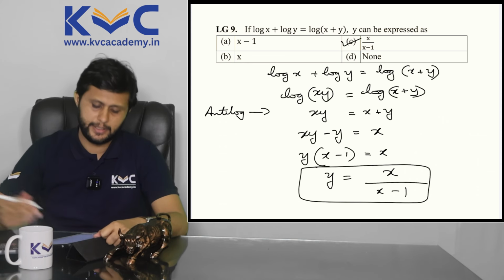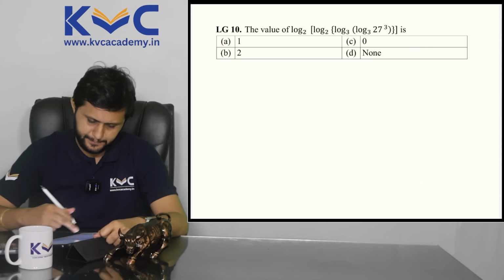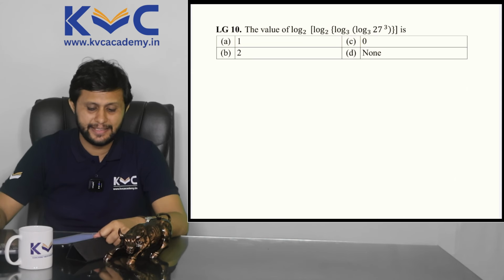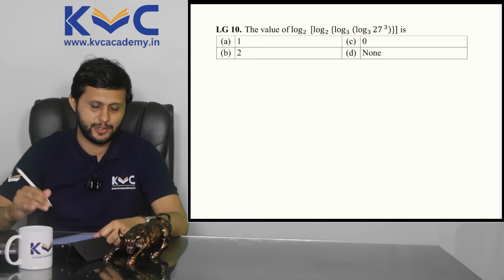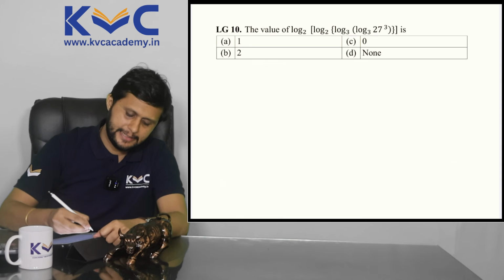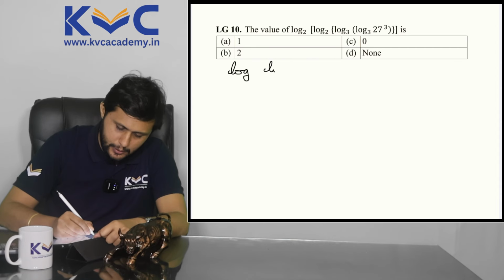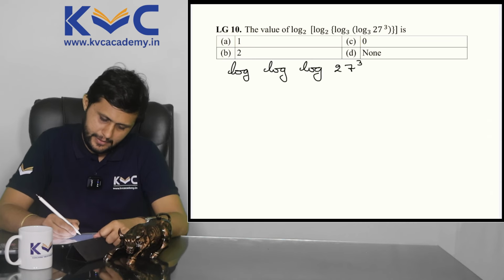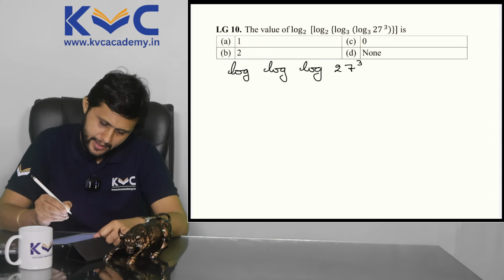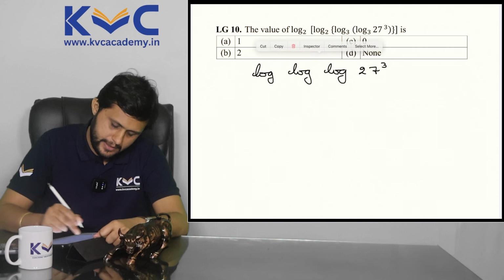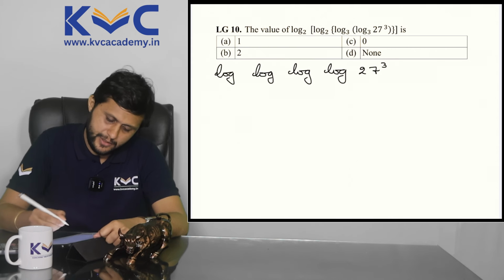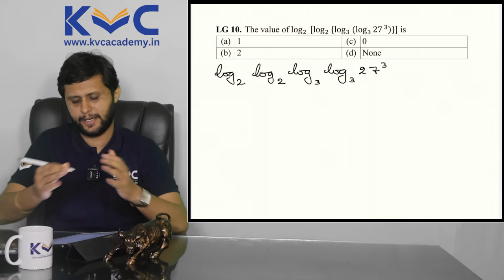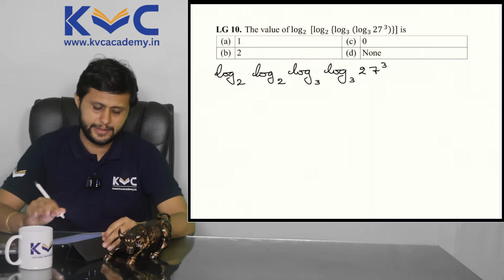Moving on, we'll go to the next question. Question number 10. Value of log of log of log of log of 27 to the power 3, with bases 3, 3, 3, 2, 2. That's how you read it. I'll rewrite that question. Okay, I think I have to write log again, right? So we'll write log again, log of log of log of log of 27 to the power 3 to the base 3 to the base 3 to the base 2 to the base 2. I've expanded it nicely so that it looks clear.